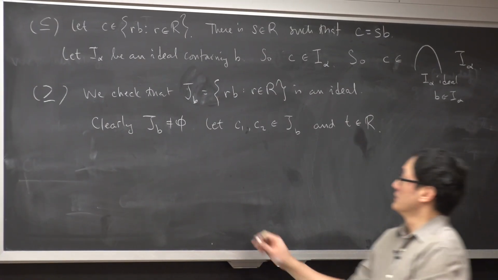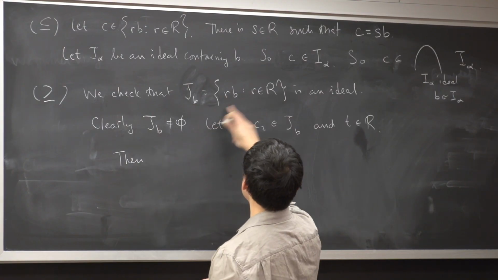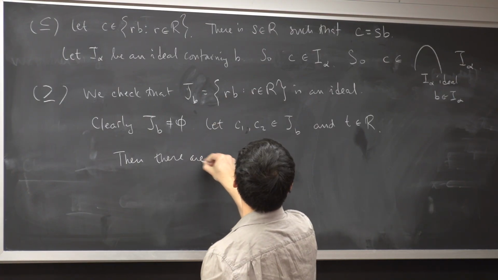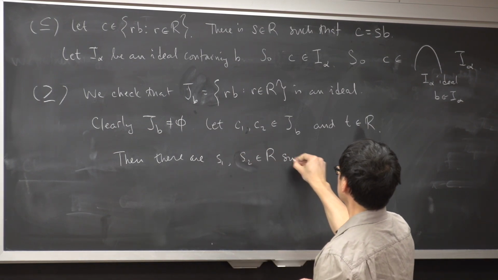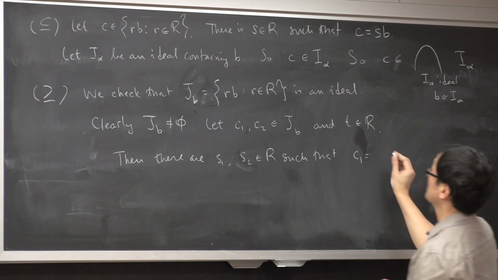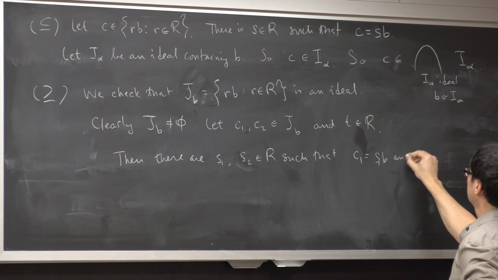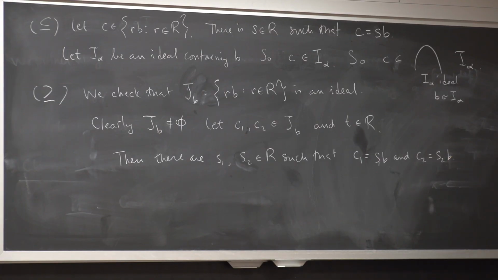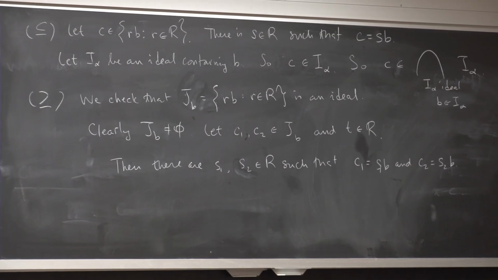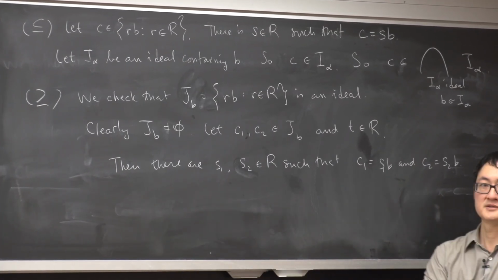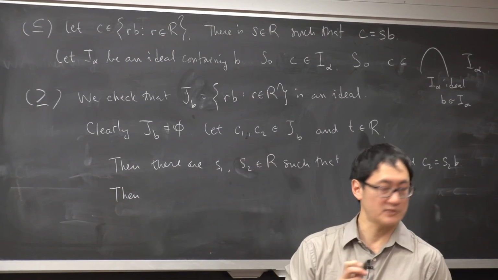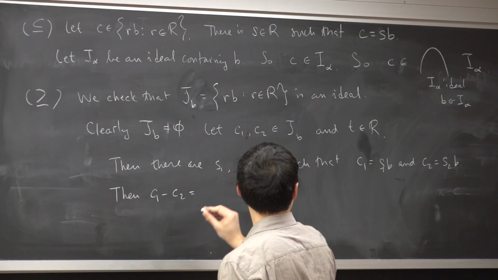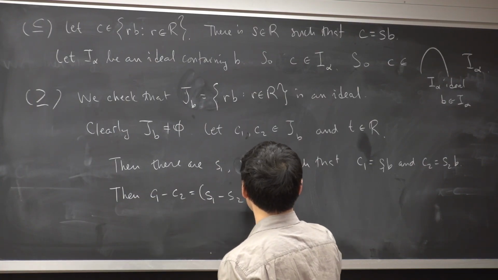So then, what does it mean to be in JB? There are S1 and S2 in R such that C1 equals S1b and C2 equals S2b. So I'm just being very explicit about what these C's look like. What should we do with these C's now? Anyone? Subtract them, good. So C1 minus C2 is, as anyone can see, S1 minus S2 times B.